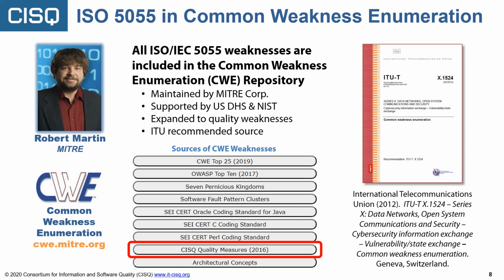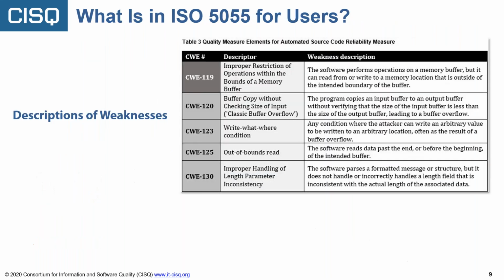They're consistent with a number of international standards, one of which is the Common Weakness Enumeration. So each of the weaknesses in 5055 has a CWE identifier, a number that identifies its place in the Common Weakness Enumeration. What's in ISO 5055 for users? For users, there's a description of the weaknesses. We give you the CWE number. We give you a simple title, a descriptor for the weakness, and there's a description of the weakness itself that gives you a fairly high level description of what's in the weakness.